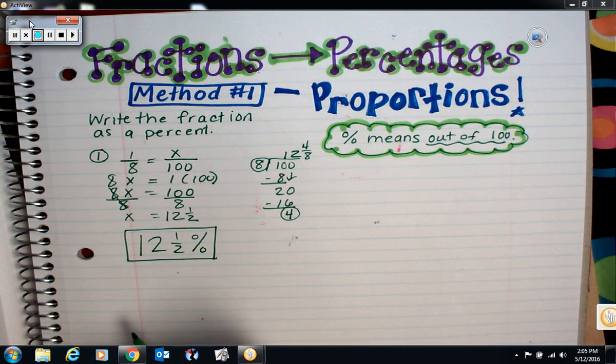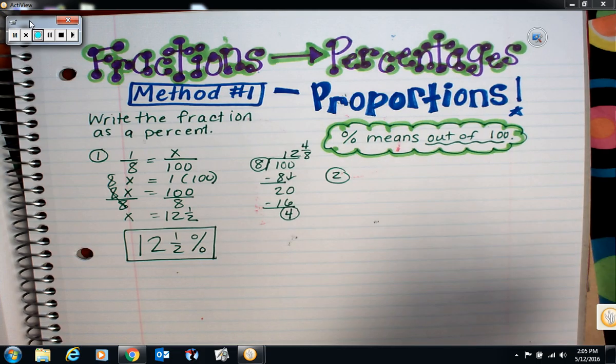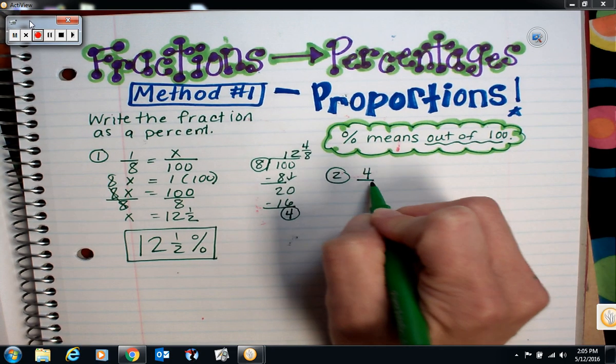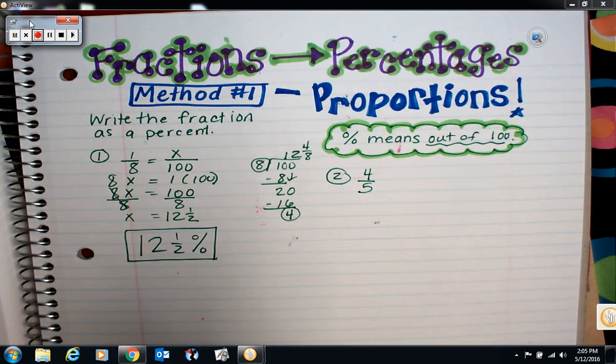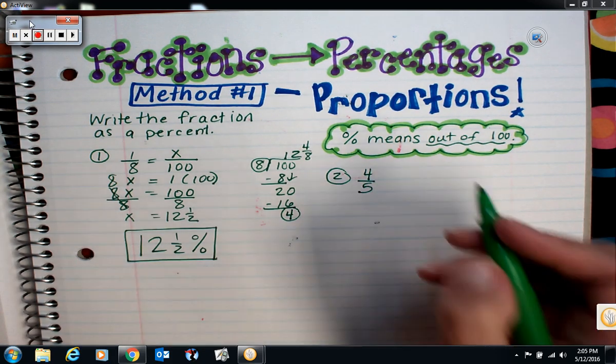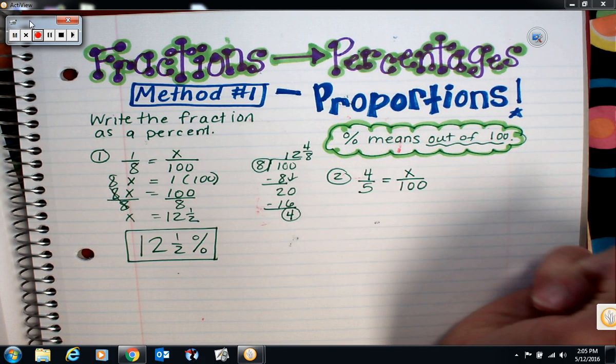So then for the second one we're going to do together with this same method, we're going to try to find the equivalent to 4/5. So I want the percent equivalent to 4/5. So I'm going to set up an equal part to whole ratio, but this time my equal part to whole ratio is going to be out of 100.